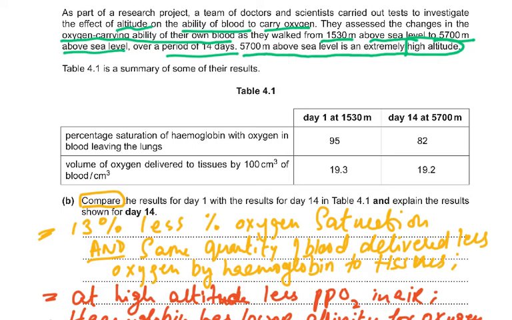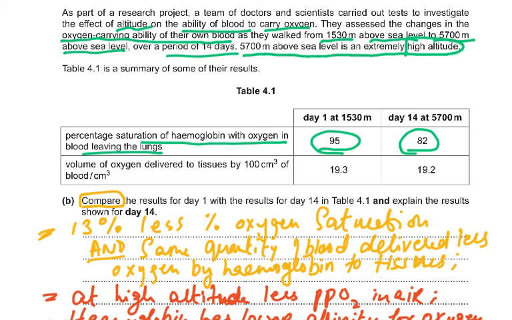So table 4.1 is a summary of some of the results. Table 4.1 shows you that the percentage saturation of hemoglobin with oxygen in blood leaving the lungs was 95% at day 1. But when we moved on day 15 to 5,700 meters, it became 82% saturated. The hemoglobin was only 82% saturated, while on day 1 it was 95% saturated.